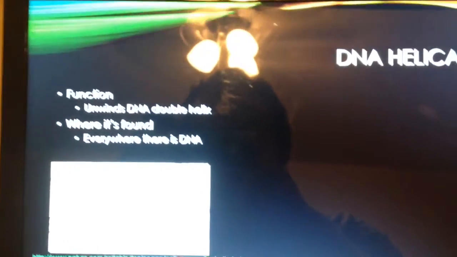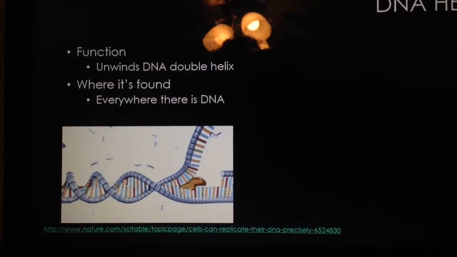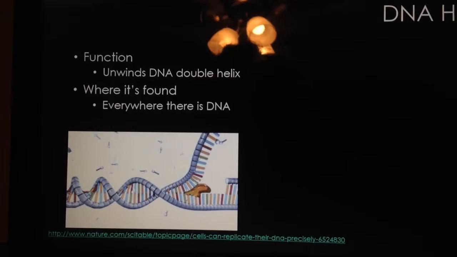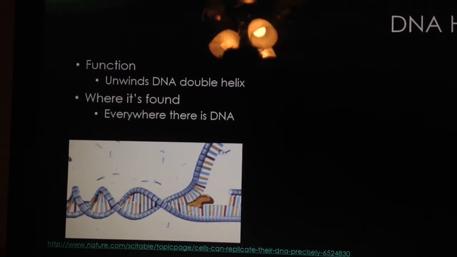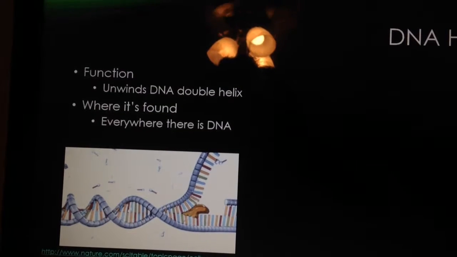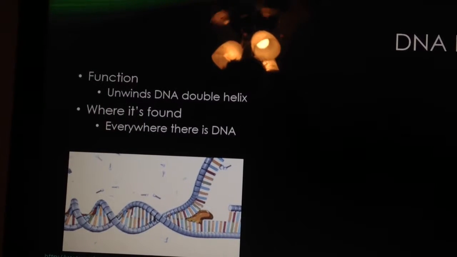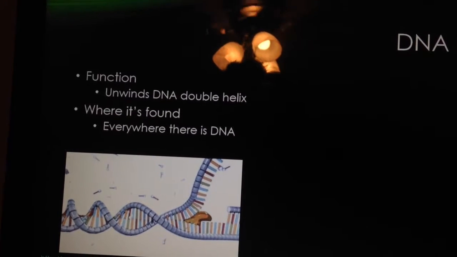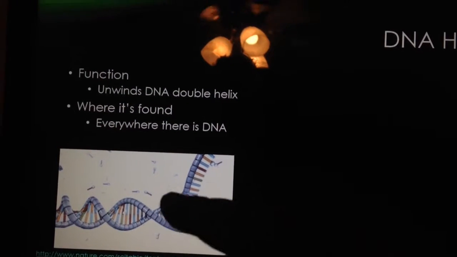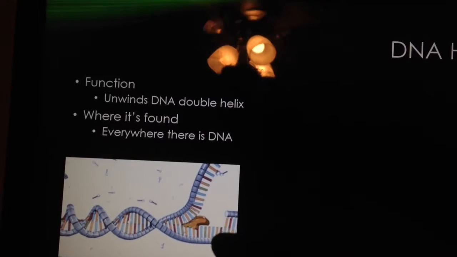So DNA helicase, what does it do? Its function is that it unwinds the DNA double helix. Down here in this picture, that's basically what it does. You've got the two strands of DNA, and ahead of it they're still coiled up, and as it goes through, it cuts the hydrogen bonds in between and allows the other proteins involved in DNA replication to create the new strand attached onto these two separate strands that are being cut apart.